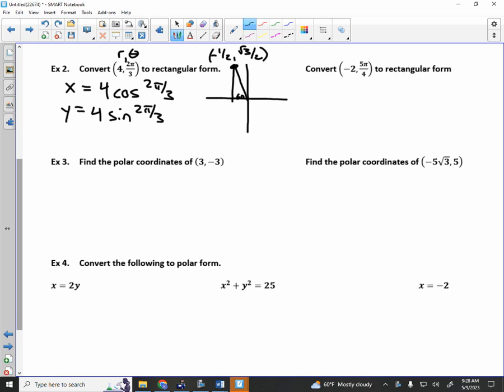So that means that x is going to be equal to 4 times negative 1/2, and y is going to be equal to 4 times the root of 3 over 2. Well, 4 times negative 1/2 is negative 2, and 4 times the root of 3 over 2 is going to be 2 roots of 3.